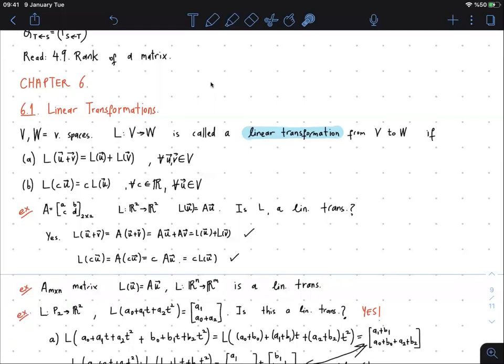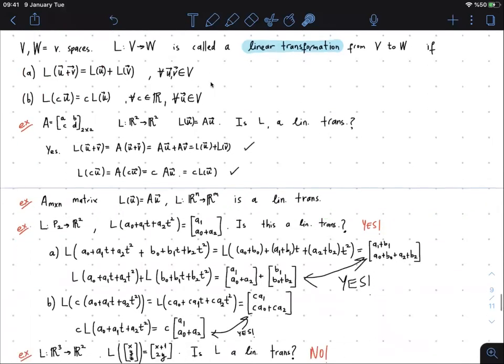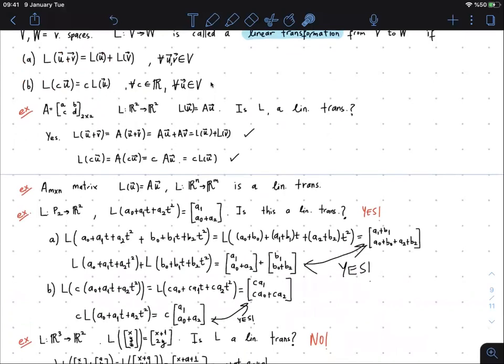So if you remember, there are two operations on a vector space, vector addition and scalar product. So in a sense, this linear transformation is preserving the vector addition and scalar product between these vector spaces. Then we looked at certain examples.